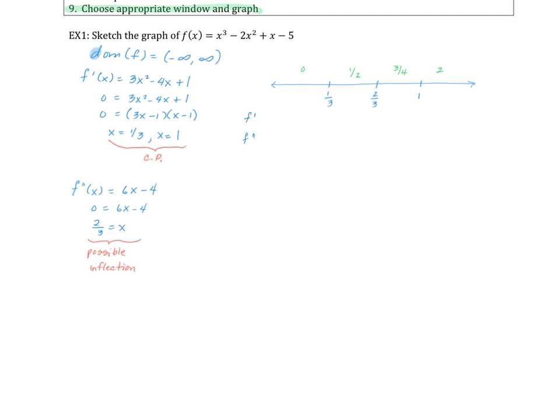So my first derivative, if I put in 0, will be positive, but my second derivative will be negative. I'm just going to go ahead and separate these at all my critical points. If I put 1/2 into my first derivative, it's negative. If I put it into the second derivative, that's also negative. If I put my test point 3/4 into my first derivative, it's going to be negative.